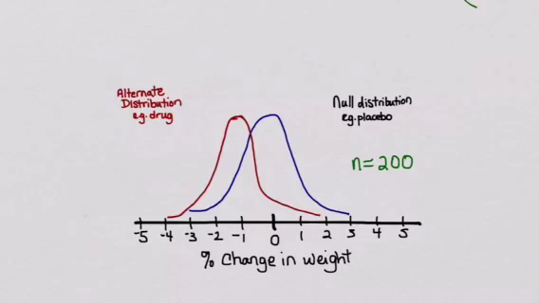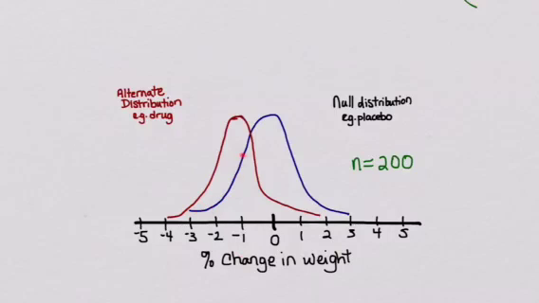So let's use an example. Let's say that we have a drug that we think will affect body weight, and we're going to test it against a placebo to see if it reduces weight more than a placebo. So here are the distributions for the drug, which we're going to call the alternate distribution, and the placebo, which we're calling the null distribution. And in this study, we have 200 people. So we have 100 people that are given the drug and 100 people that are given the placebo. And we're looking for a percent change in weight between before they took the drug or placebo and after they took the drug or placebo.